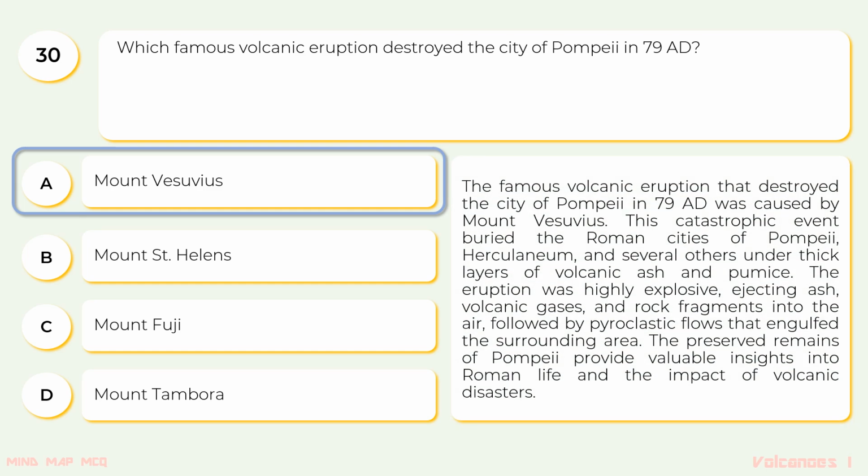The famous volcanic eruption that destroyed the city of Pompeii in 79 AD was caused by Mount Vesuvius. This catastrophic event buried the Roman cities of Pompeii, Herculaneum, and several others under thick layers of volcanic ash and pumice. The eruption was highly explosive, ejecting ash, volcanic gases, and rock fragments into the air, followed by pyroclastic flows that engulfed the surrounding area. The preserved remains of Pompeii provide valuable insights into Roman life and the impact of volcanic disasters.